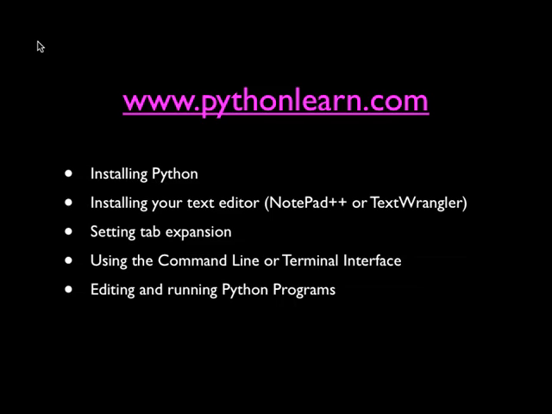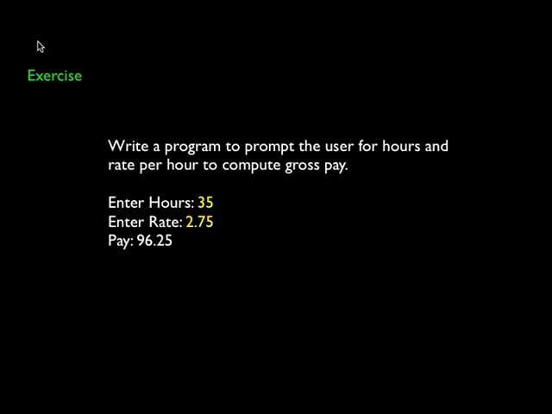This screencast will not go through all of those, although it'll review some of them. Go back to pythonlearn.com and go through the software installation screencasts to get to the point where you're ready to run programs. So here's our exercise. We are going to write a program that's going to enter the hours and enter the rate and then compute pay. It's going to prompt and read some strings and convert from string to floating point, and then do some multiplication, and away we go.